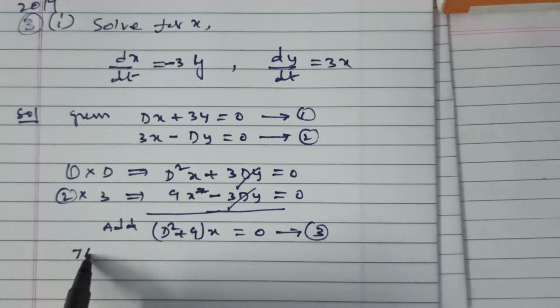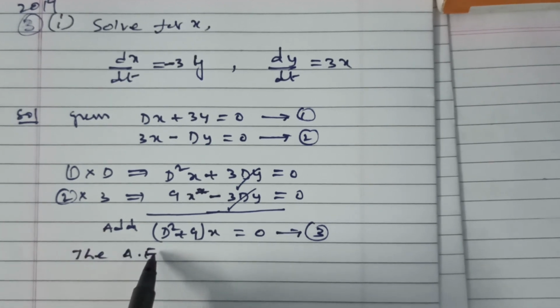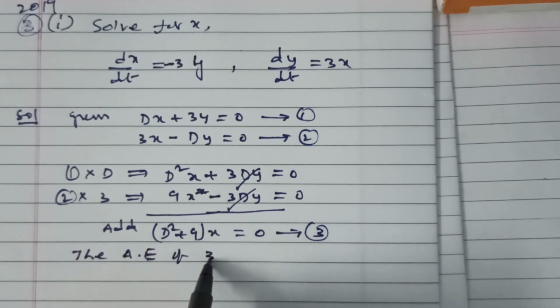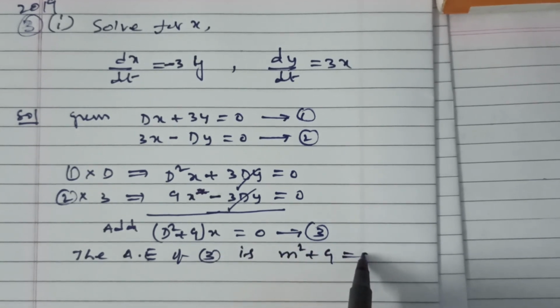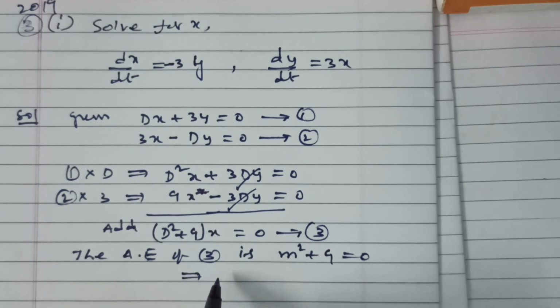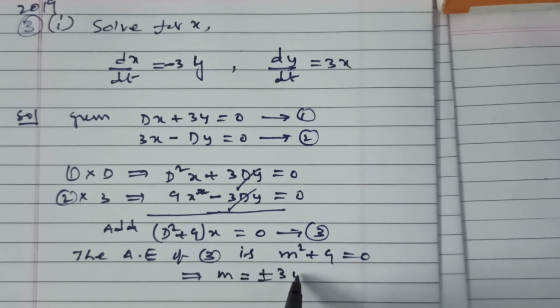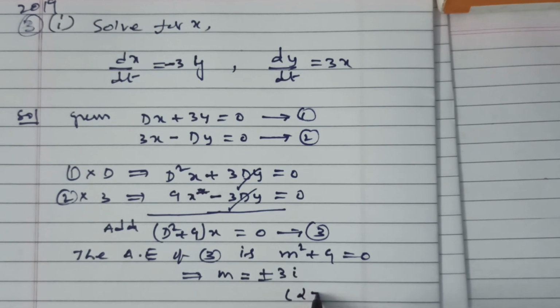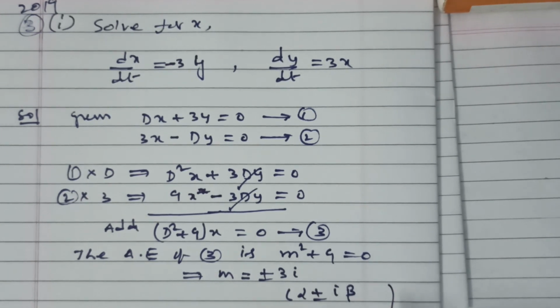The AE of 3 is m square plus 9 is equal to 0, implies m is equal to plus or minus 3i. So the roots are alpha plus or minus i beta, where alpha is equal to 0, comma beta is equal to 3. So imaginary roots.